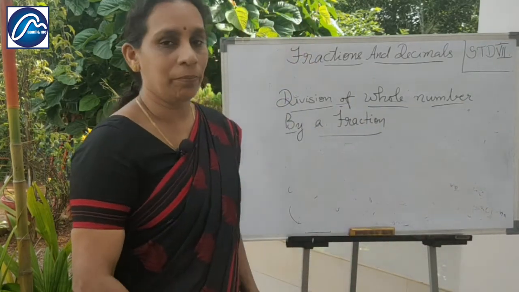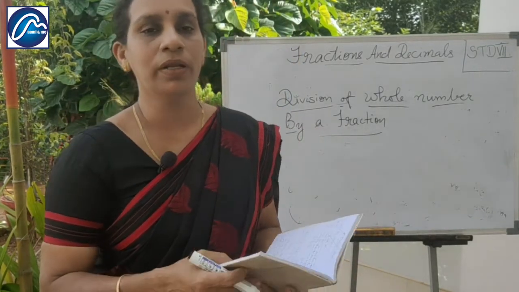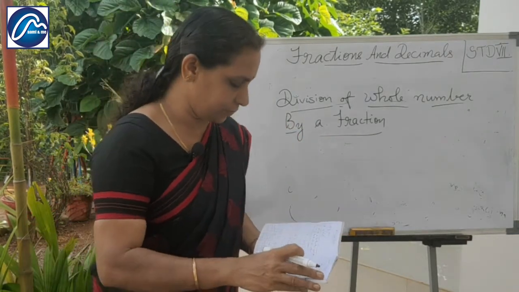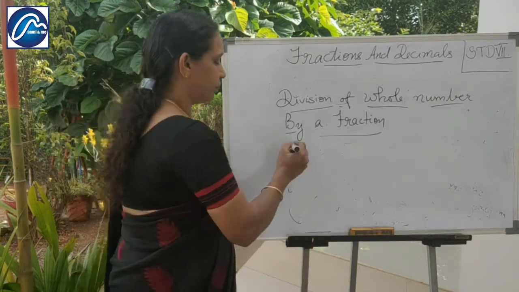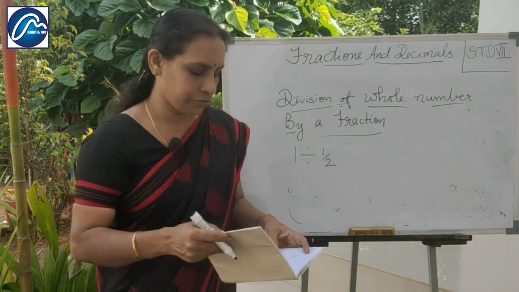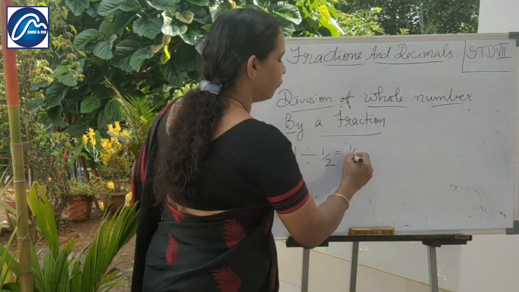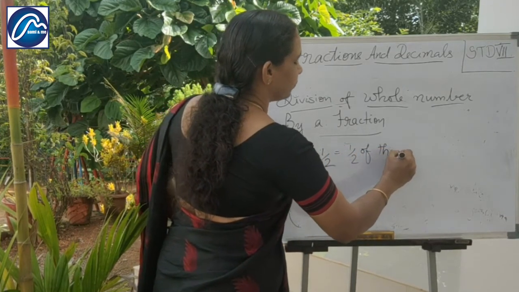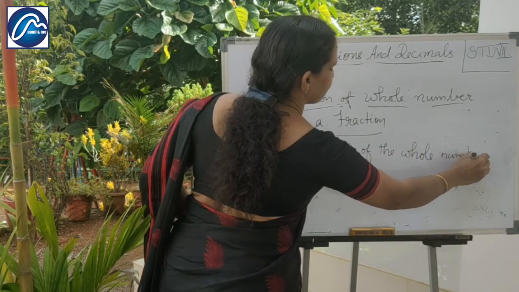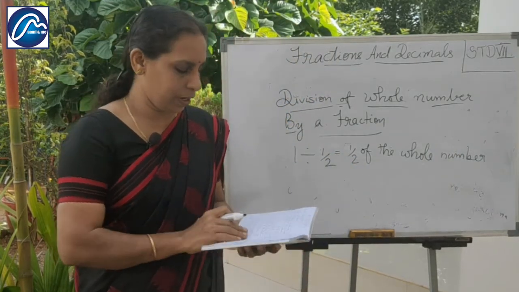Division of a whole number by a fraction. Now, earlier we learned multiplication of a whole number and multiplication of two fractions. Now division. The first one is 1 divided by 1 by 2, half. 1 has to be divided by half. That means half of the whole number. 1 divided by half.